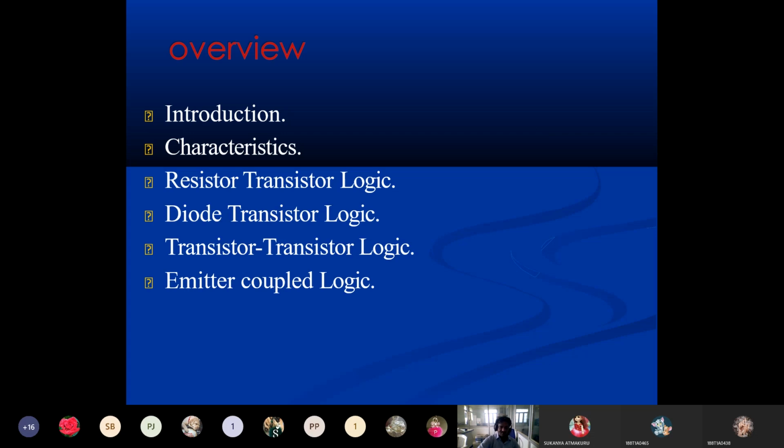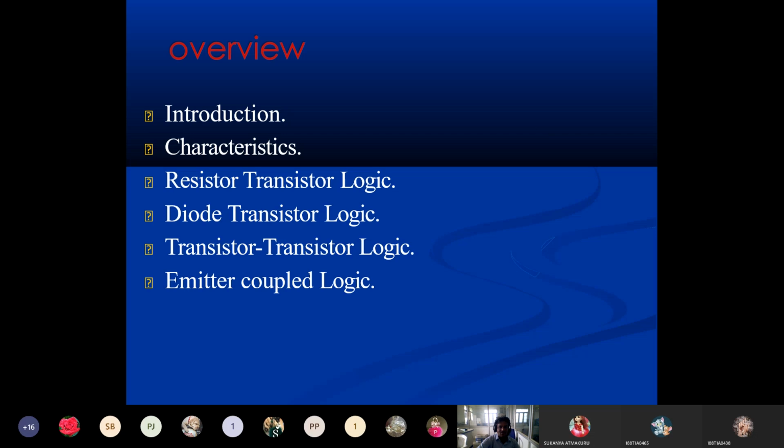Wherever we are implementing large scale functionality like microprocessors and memories, it is implemented using CMOS technology. For small scale or medium scale applications, we have to use TTL logic. So this is the brief introduction about different logic families.